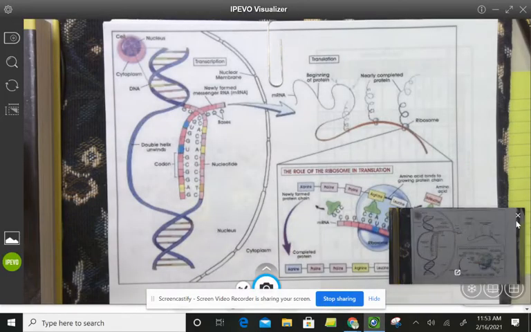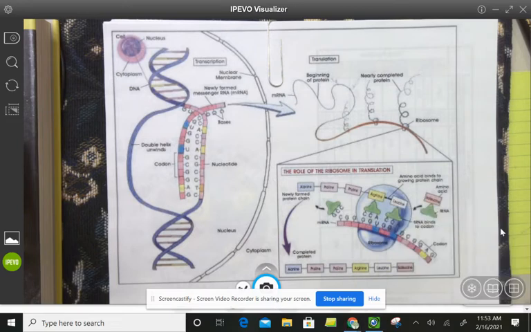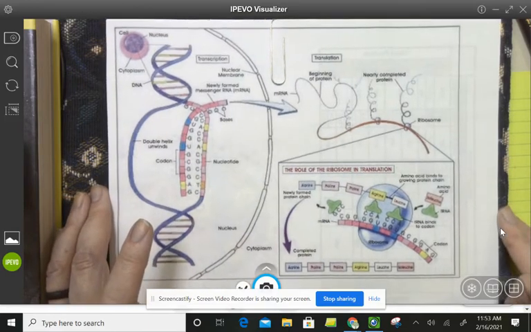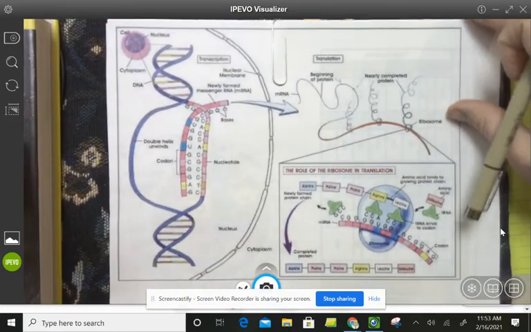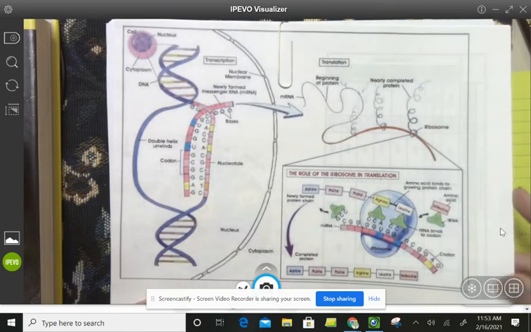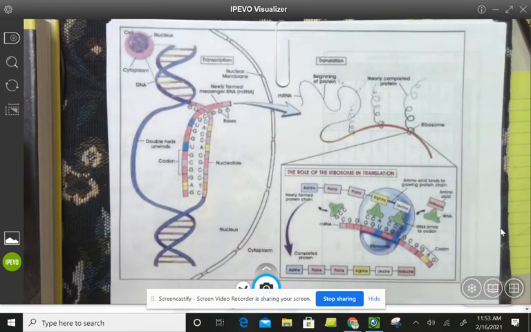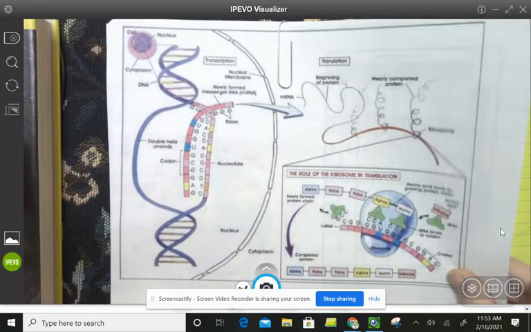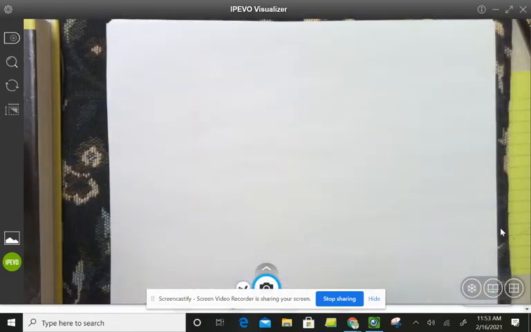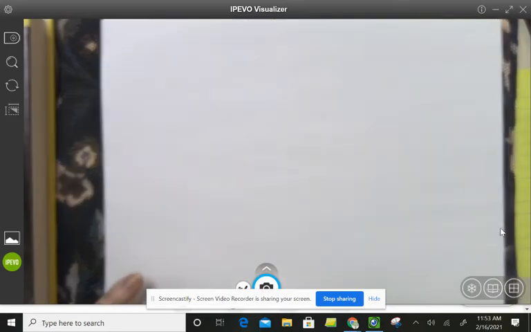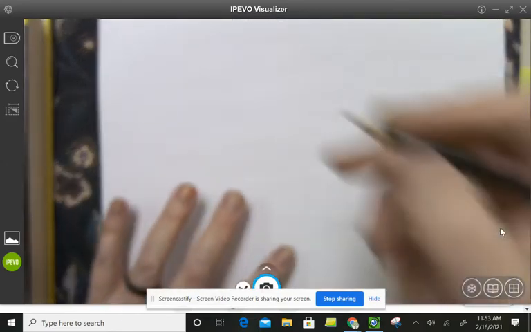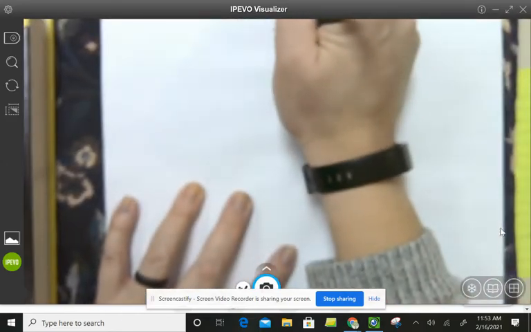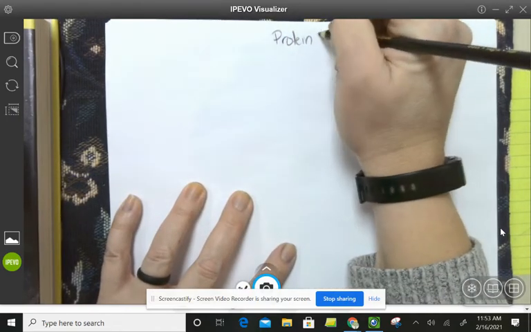Hi guys, today we are going to be doing our draw along. We are drawing protein synthesis. So I'm going to be basing some of my information off of this picture. And if you have colored pencils or anything like that, that's great. You don't need them. What we do need is to call this protein synthesis.